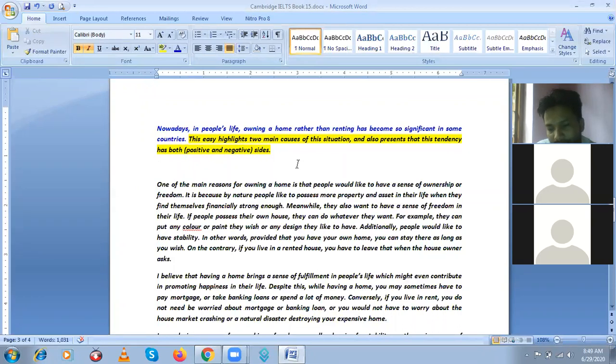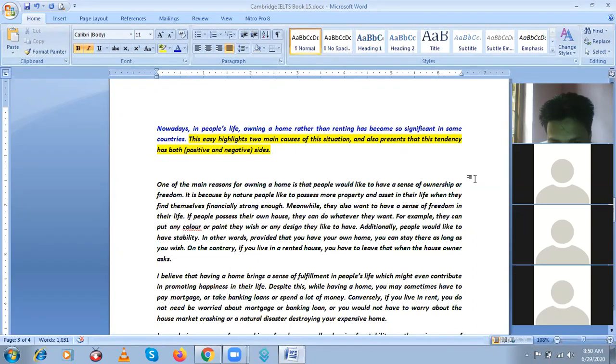Now, have you done the introduction? Nowadays, in people's life, owning a home rather than renting has become so significant in some countries. This essay highlights two main causes of this situation and also presents that this tendency has both positive and negative sides. So one is the situation and another is the tendency. Have you done the introduction? No, sir. Okay, just carry on.